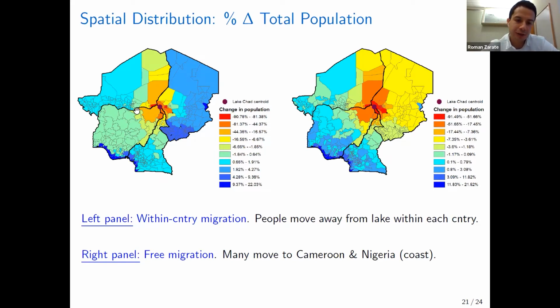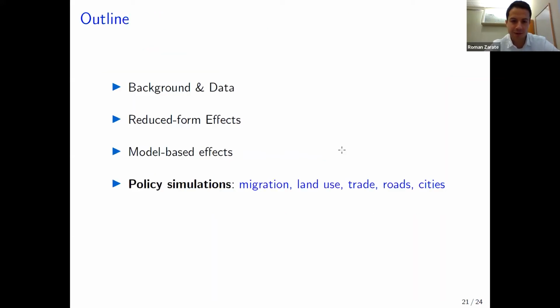across locations. So in the left panel, we only have the within country migration. And as you can see, most of the people move to Chad in these areas over here. Now, when there is completely free migration, people are not going to move to the east of Chad. They are going to move more to the coastal parts of Cameroon and Nigeria, because these locations are still going to produce fish and they are going to benefit in some way from the loss of the lake, because they are going to gain some comparative advantage, some absolute advantage actually, because of the loss of the lake.